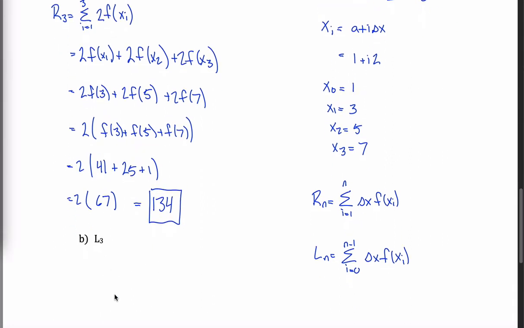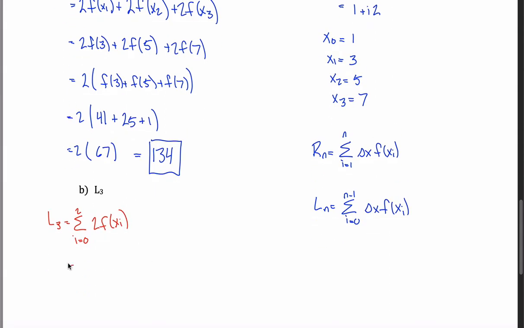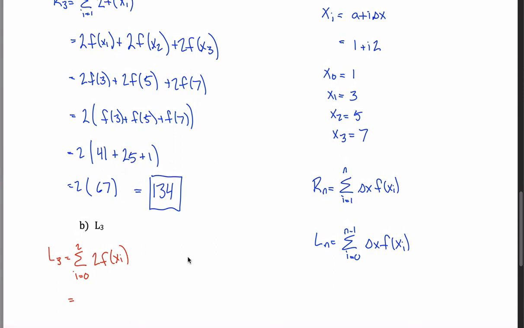Similar logic will yield L3. The difference here is, unlike R3, which is the sum from i equals 1 to 3, L3 is going to be the sum from i equals 0 up to 2. Why? Because for Ln, we always start at 0 and we go up to 1 less than whatever n is, and n in this case is the number 3. I want the same expression that I had before, so 2 times f of xi. And so I can enumerate this sum kind of like I did here.